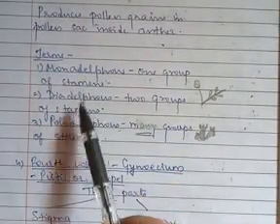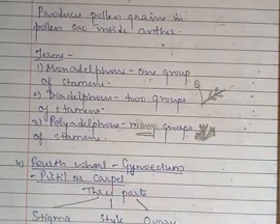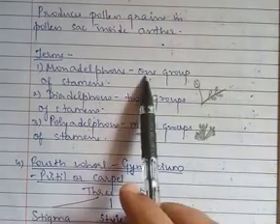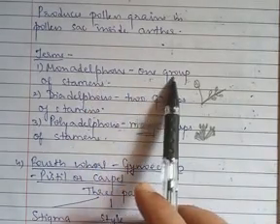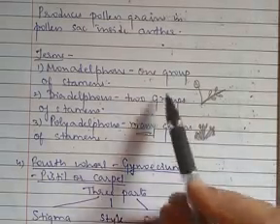Monadelphous, diadelphous, polyadelphous. Monadelphous is a condition in which there are many stamens present and all are united together to form one single group. All the stamens will be united together to form one single group. The filaments are united together, right? But the anthers are separate, right?